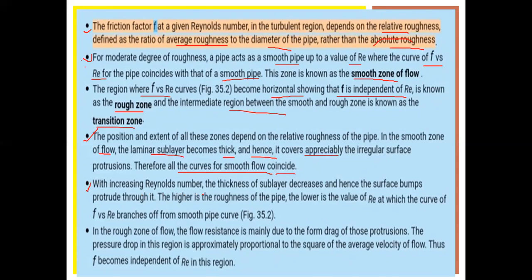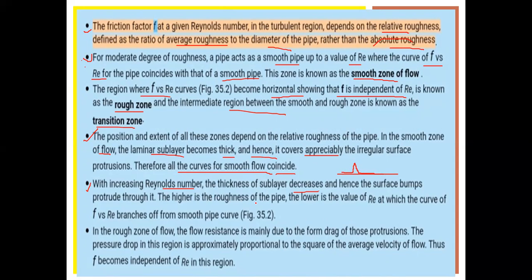With increasing Reynolds number, the thickness of the sublayer decreases. So whenever the Reynolds number is increasing, the thickness of the sublayer will decrease, and hence the surface bumps protrude through it. The surface will come out. The surface is like this. The sublayer will protrude like this, and it will follow the surface.